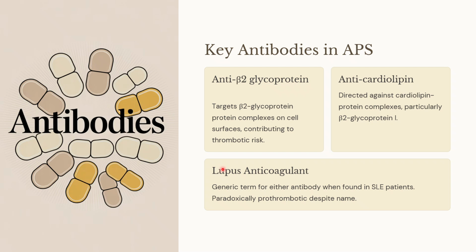What is the pathologic significance of the anti-beta-2 glycoprotein and the anti-cardiolipin? Since beta-2 glycoprotein associates with the endothelial cells and the platelets, the antibodies against it promote a prothrombotic state. This is the central mechanism of APLA, explaining the increased risk of arterial and venous thrombosis.